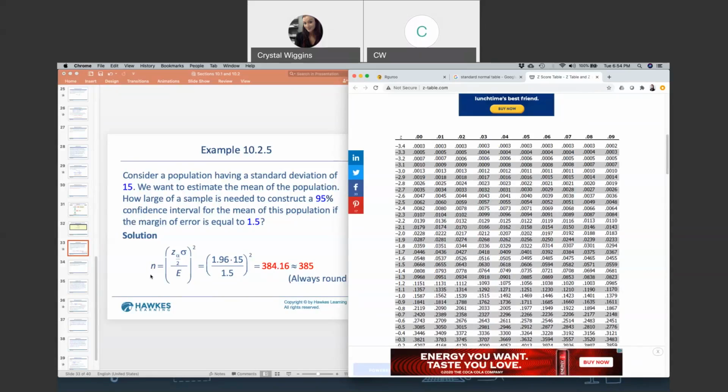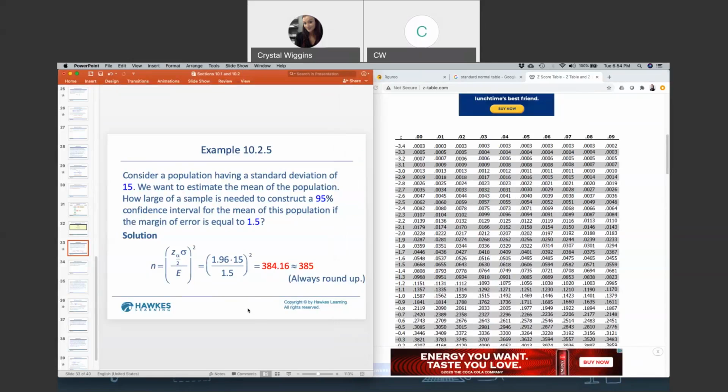All right, so coming back to this problem, that's how the 1.96 was found, because we took the 95% and calculated the area in the left tail, which would be 0.025. If we look in here for 0.025, here it's exactly 0.025, negative 1.96. And again, you can use the positive version. The 15 is the standard deviation, sigma. Okay, that was said here. And the 1.5 was stated to be the margin of error. Remember, that's denoted by big E.